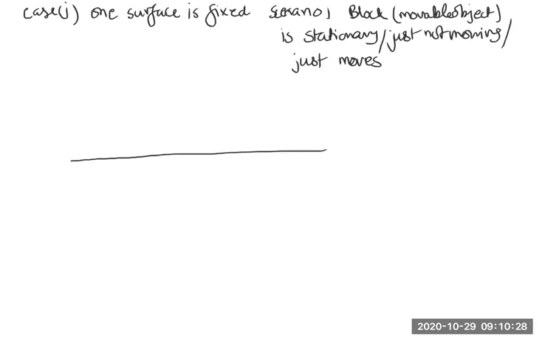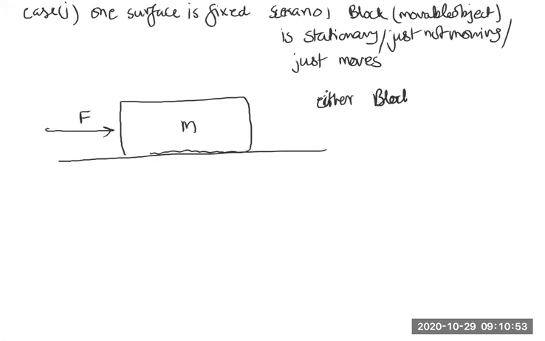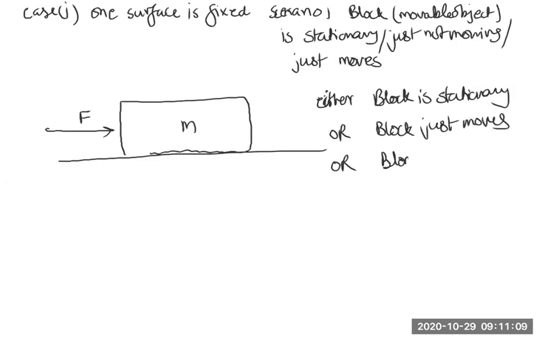So there is a block, and there is friction here, and I have applied a force F. Mass of the block is m, and I will say that either the block is stationary, or I will say that the block just moves, or I will say the block just does not move. All these three things are scenario 1.